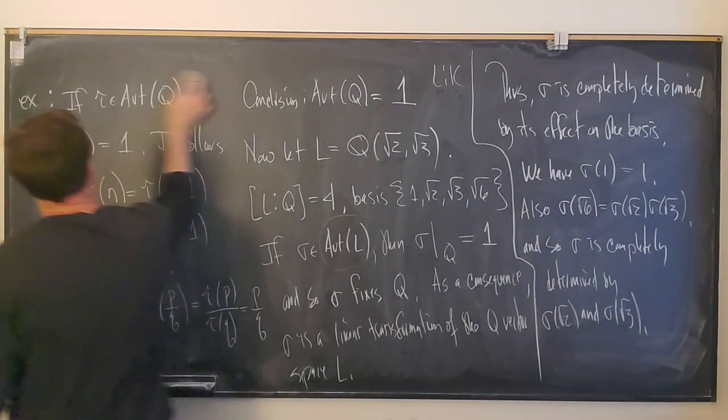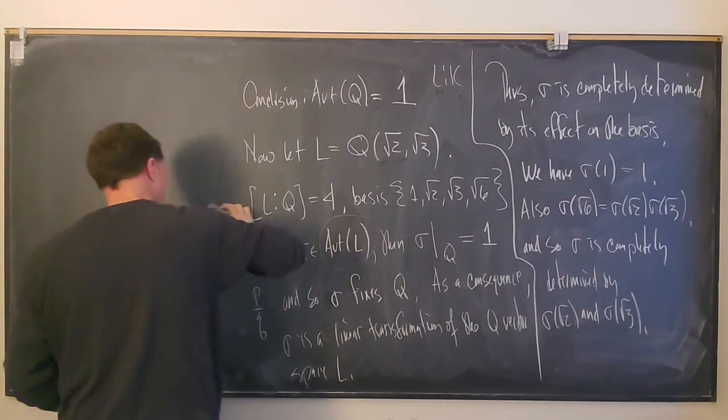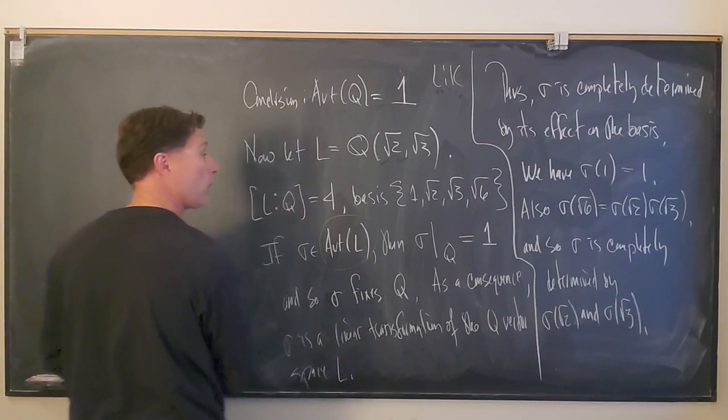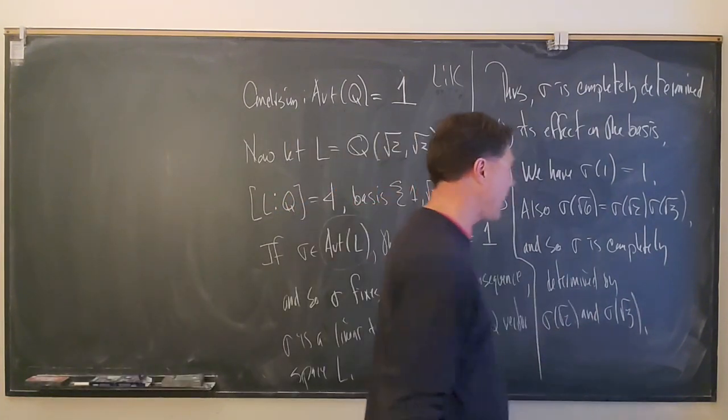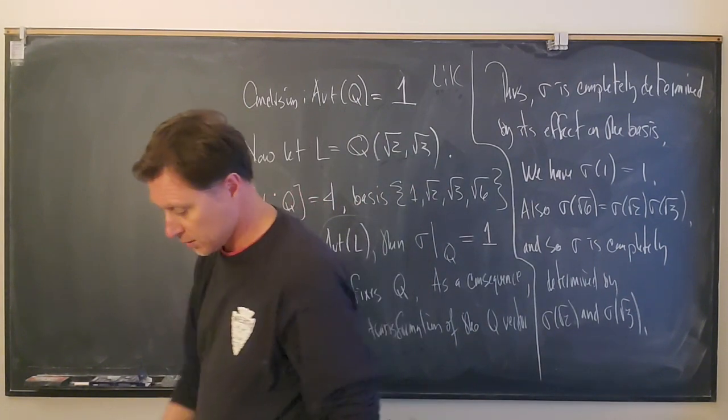Okay, so now what we need to know is what are our options? What possibilities are there for sigma of root 2 and what possibilities are there for sigma of root 3? Can we send them anywhere or do we have some kind of restrictions? So let's think about that.